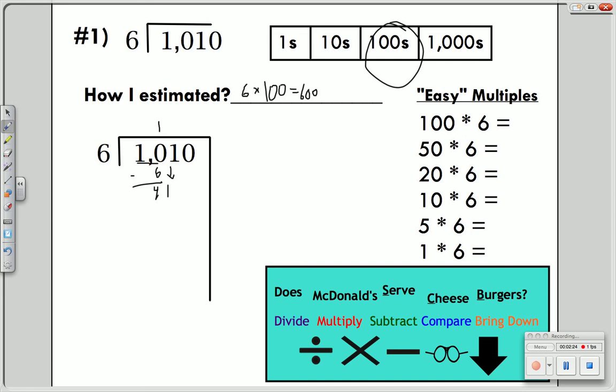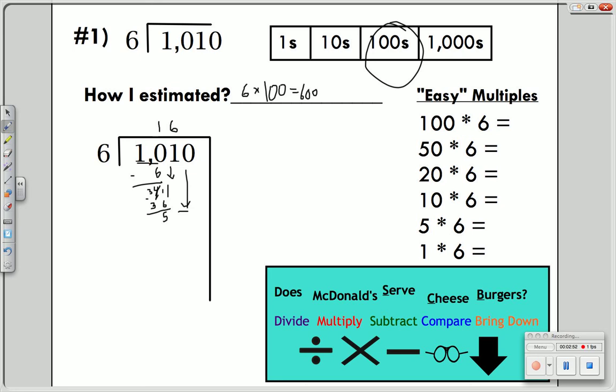Now let's test it. 6 goes into 41 how many times? Well, I know 6 times 7 is 42, so it must be 6 times that it goes in there. So 6 times 6 is 36. I need to subtract next. 41 minus 36, and I am left with 5. Again, let's compare it. Is 5 less than 6? Yes, it is. I know I'm on the right track.